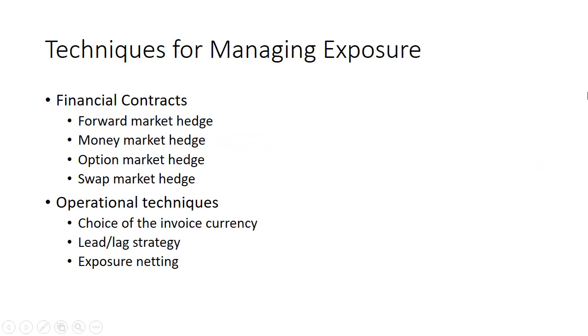So here's some techniques for managing transaction exposure. We can use financial contracts such as a forward market hedge, a money market hedge. We can use the option markets to hedge, or we can use the swap markets to hedge. They can also engage in some sort of operational techniques, like the choice of the invoice currency. If the currency happens to be U.S. dollars, the U.S. company doesn't face any transaction risk.